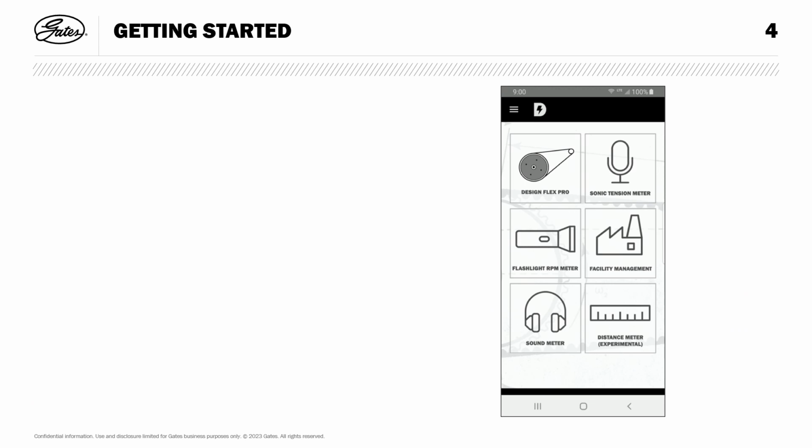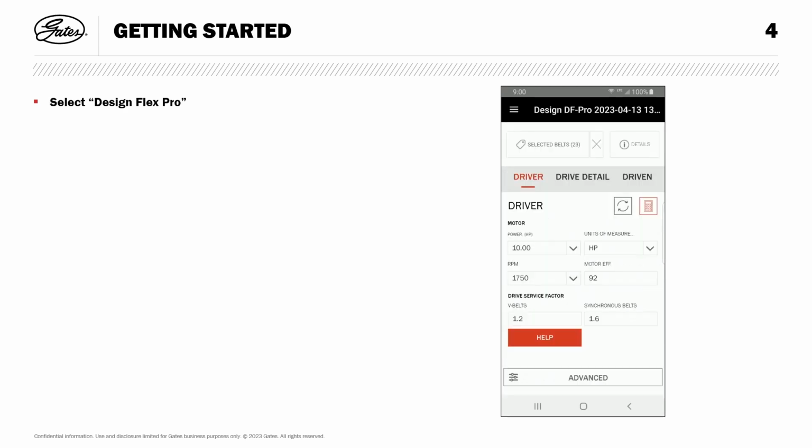Let's get into Design Power Mobile and get started. If you need help with downloading or installing the app, see our app intro and facility management video linked in the description. Here on the home screen, I'll select the Design Flex Pro module and we'll see something that looks like our PC version. There are some differences in how we work with it.